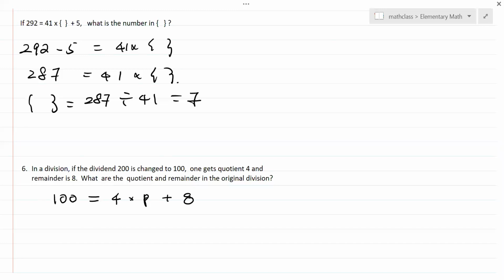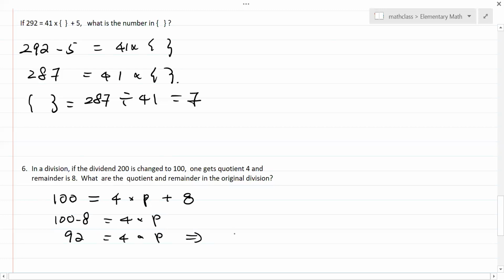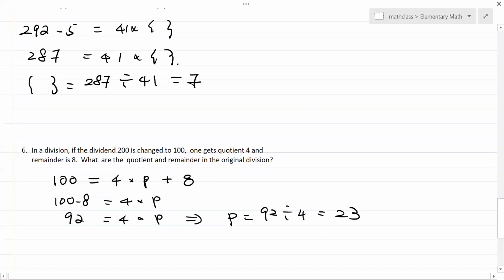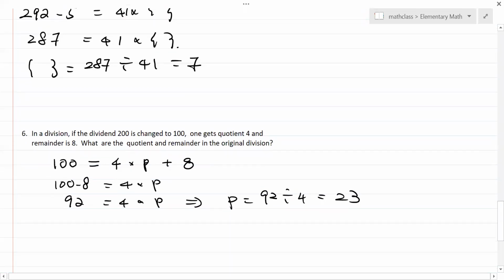What is the divisor? 23. Yes, the divisor is going to be 23 because 100 minus 8 is 4 times that divisor. 92 equals 4 times that divisor, which implies that it is 92 divided by 4, which is 23. So use that 23, and you can divide 200 by it.